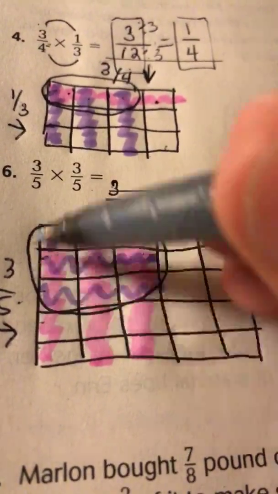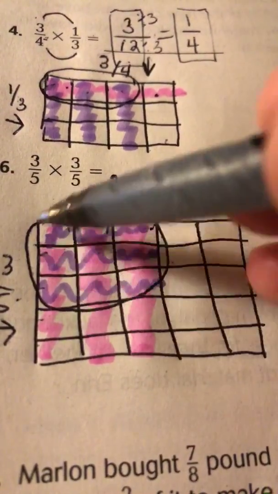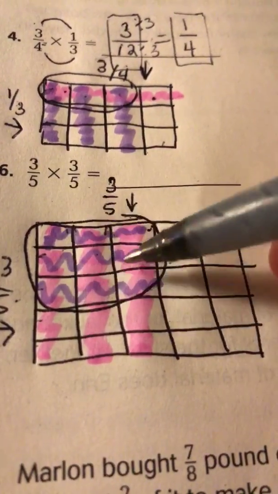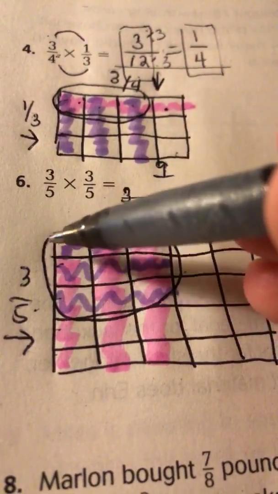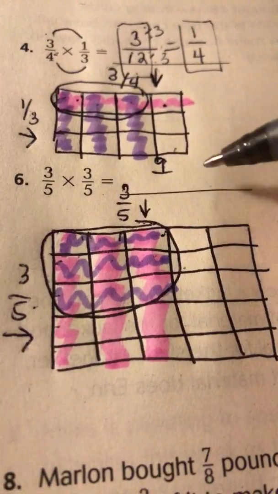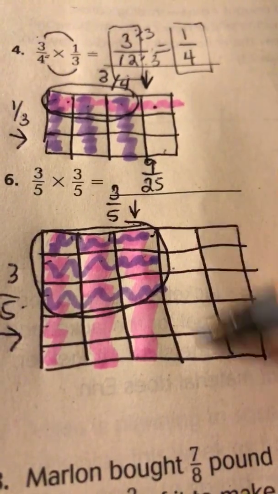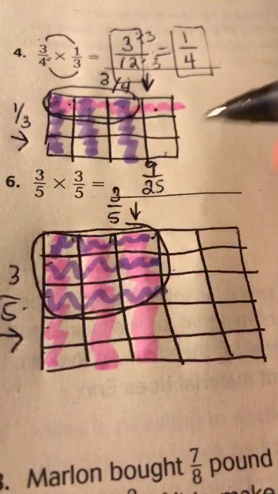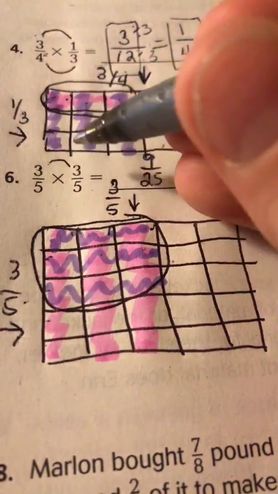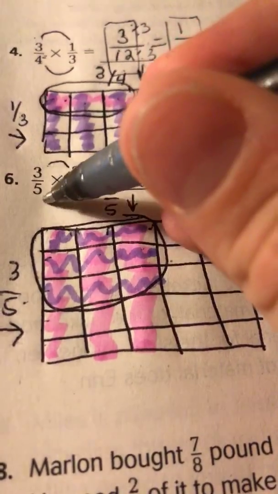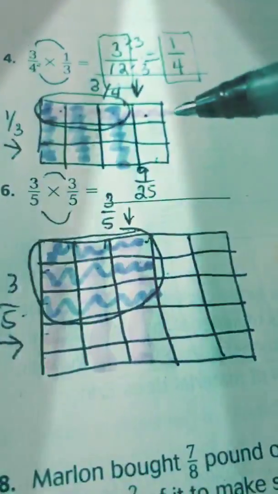So now look, how many overlapping parts do we have? 3 by 3, 3 times 3, there's 9 there. And if you were to count them, you would see 9. And then out of a total of 5 down by 5 across, 25. If you counted 5, 10, 15, 20, 25, boom. You get 9/25ths. 3 times 3 is 9. 5 times 5 is 25. Check. Cha-ching. It works. Ta-da.